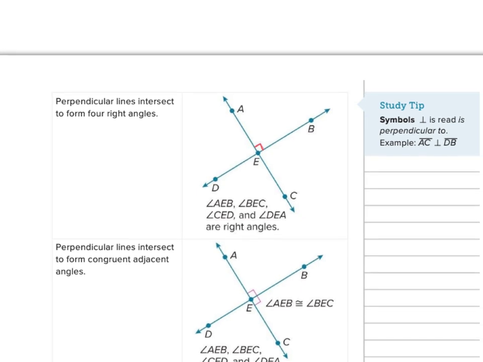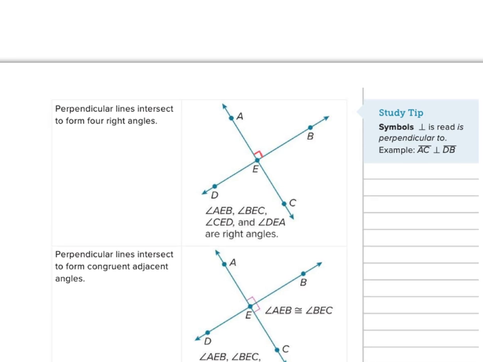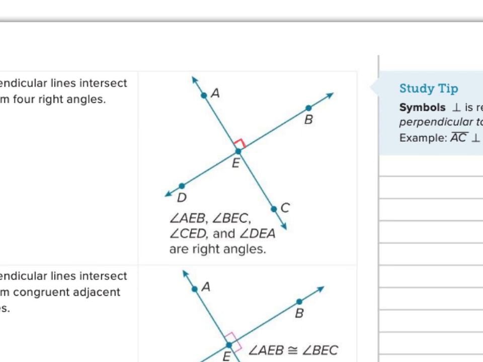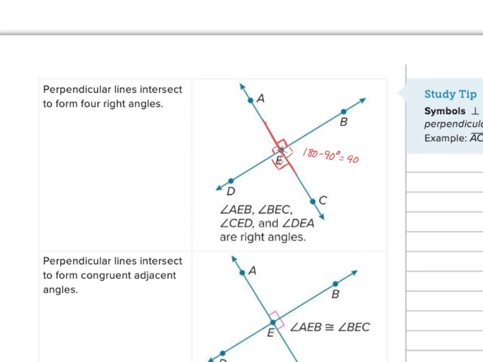Perpendicular lines intersect and form 4 right angles. Just think about it. If this is a straight line, then I know that this angle should be 180 degrees minus 90 degrees, which is 90, because that would be a linear pair. So, yep, that would be 90 degrees. And then these two angles are vertical, so they are congruent, so that's 90 degrees. These two angles are congruent, so that's 90 degrees. So therefore, perpendicular lines intersect and form 4 right angles. If I have one right angle, I know that the other 3 are going to be right angles too.